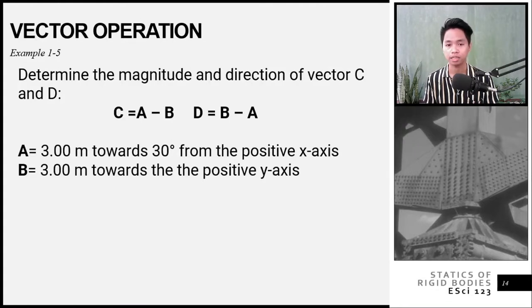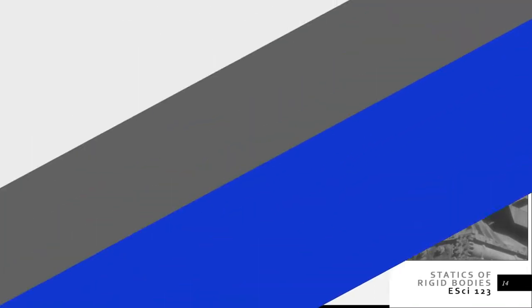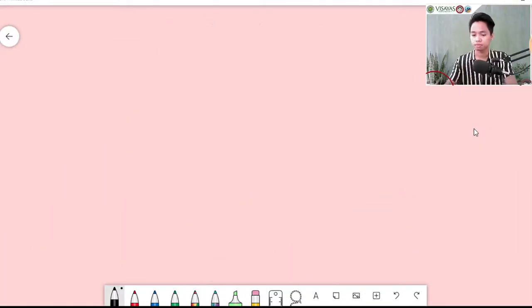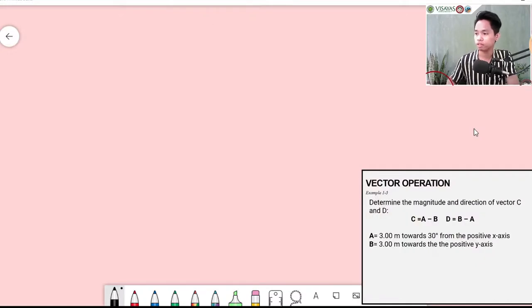So, I guess A from the positive x-axis, upward na siya. 30 degrees upward from the positive x-axis. Alright, so let's now proceed with our solution. So, we have the given again. So, let's start with making A and B in its component form. So, we are going to express both vectors in component form.